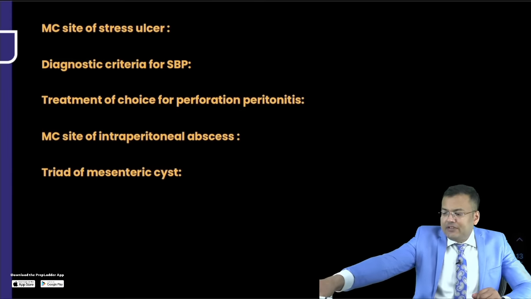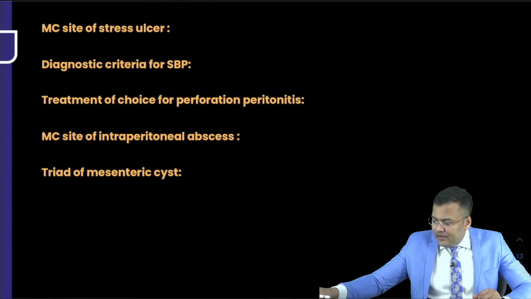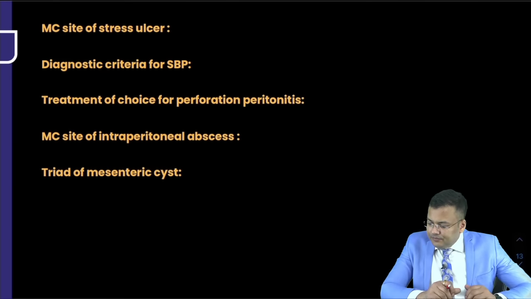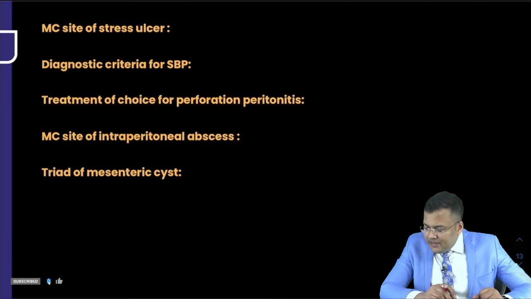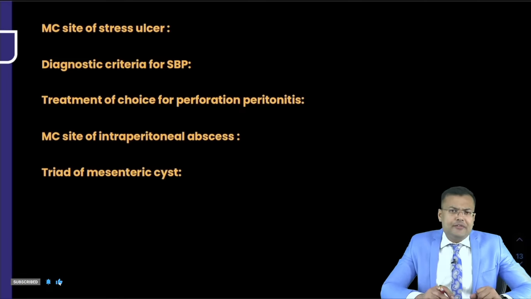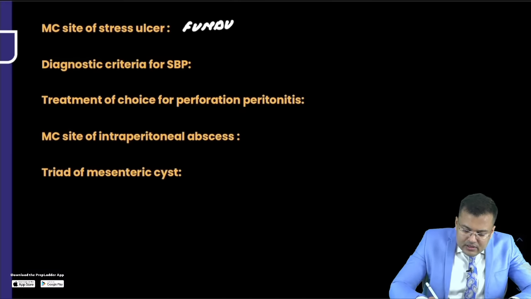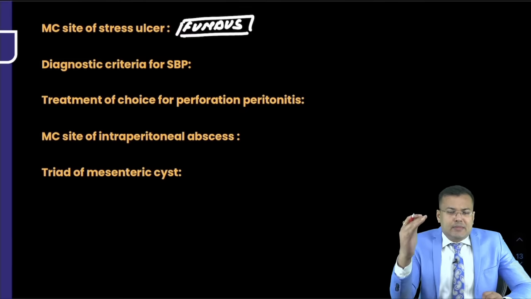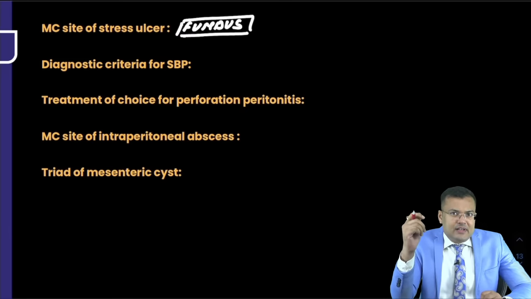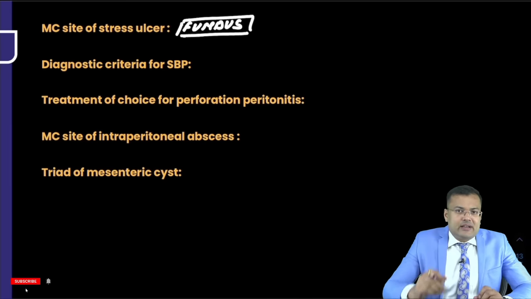Most common site of stress gastritis or stress ulcer. Yes, Ankit Gujjar, very good. Dr. SK, Dr. Rajat, Divesh, Jiten Yadav. Yes, majority of you are correct, guys. It is fundus. So, most common site of stress ulcer, it is fundus. Why? Because acid is being secreted by parietal cells and there is maximum concentration of parietal cells in the fundus. If you keep moving away from fundus, the incidence of stress gastritis keeps on decreasing.